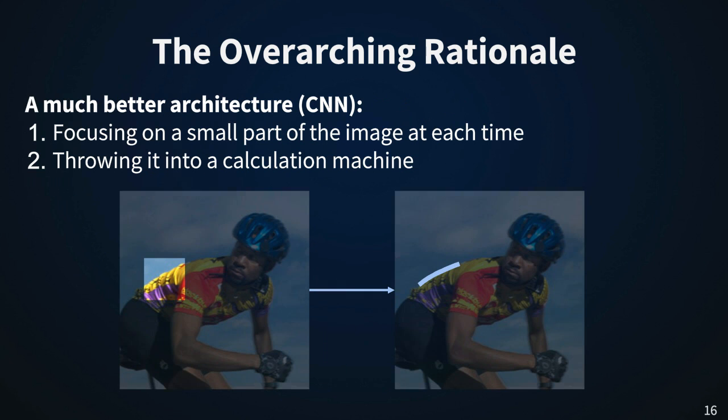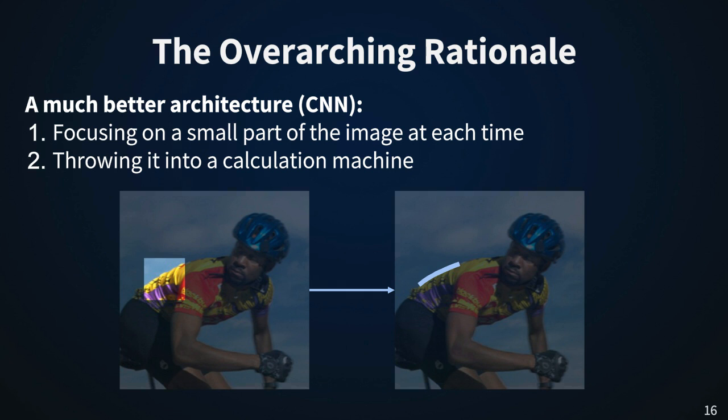So I'm stealing the traditional computer vision intuition in order to explain the overarching rationale for what we're doing here. A much better architecture than the simplistic architecture is CNN. So what does a CNN do better than the simplistic architecture from the previous slide? In a CNN, instead of taking all of the pixels, putting them in a list and throwing them into the calculation machine, we focus on a very small part of the image at each time.